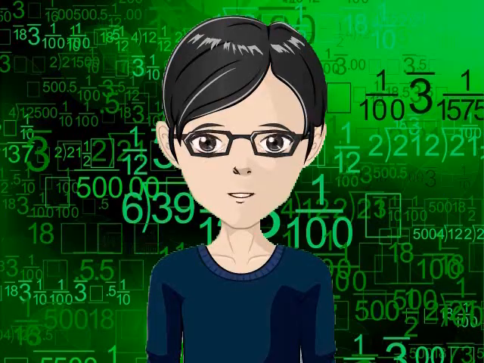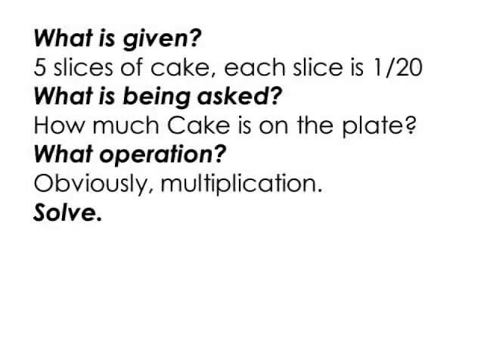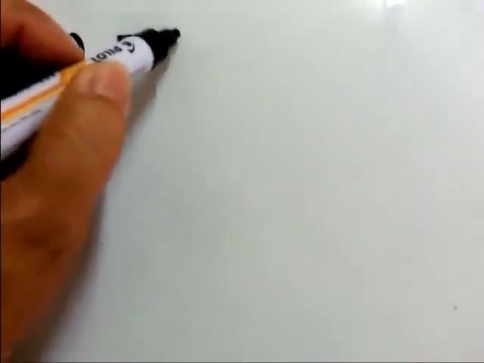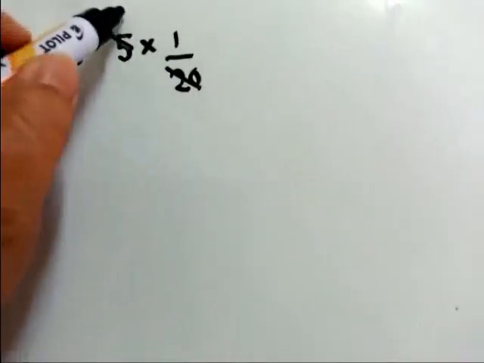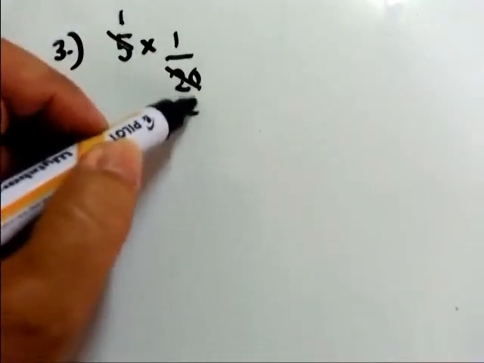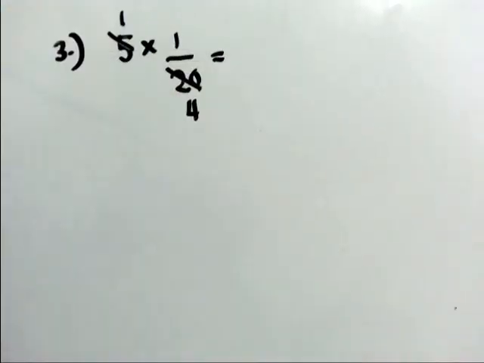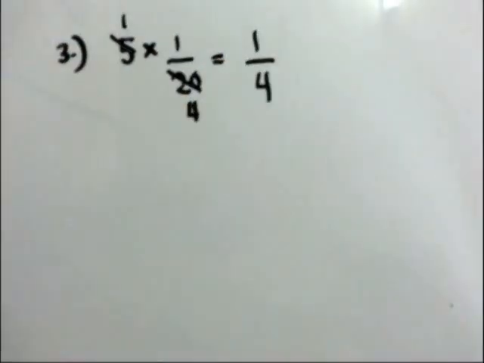Are you finished? Let's check your answer. What is given? 5 slices of cake. Each slice is 1 over 20. What is being asked? How much cake is on the plate? What operation? Obviously, multiplication. Let's solve. 5 times 1 over 20. 5 and 20 are divisible by 5. 5 divided by 5 equals 1. 20 divided by 5 equals 4. So we have 1 times 1 over 4. We multiply. 1 times 1 equals 1. We copy 4. And our answer is 1 over 4, or 1/4. 1/4 of the cake is on the plate.